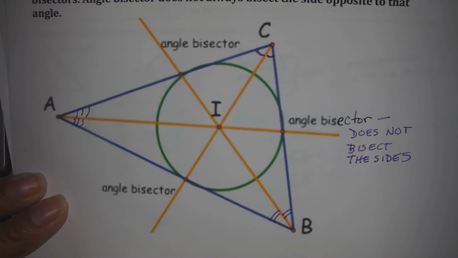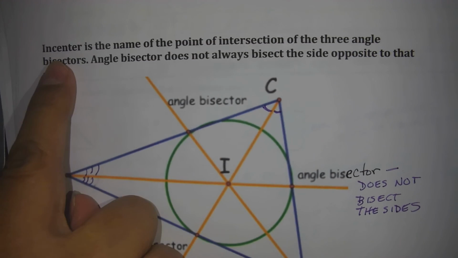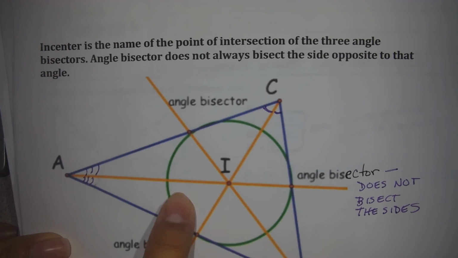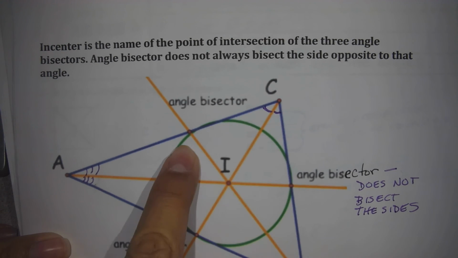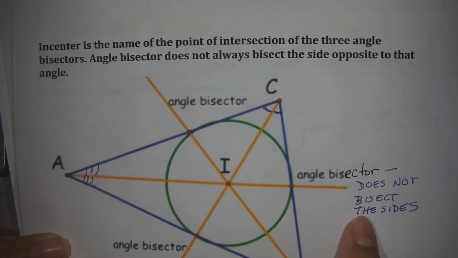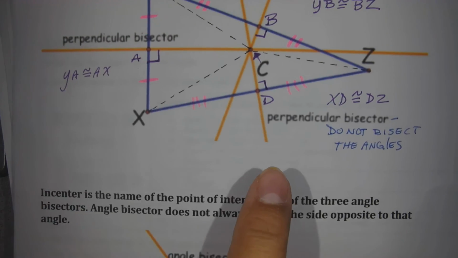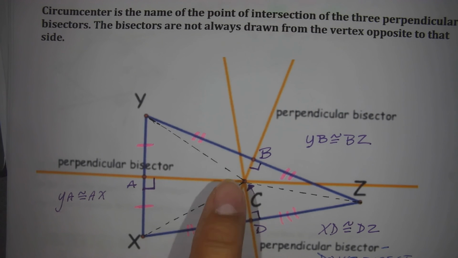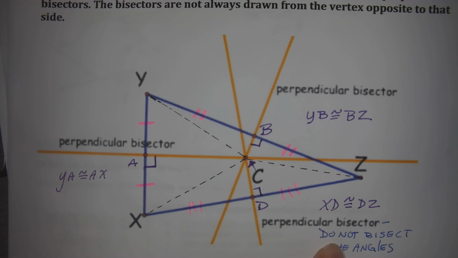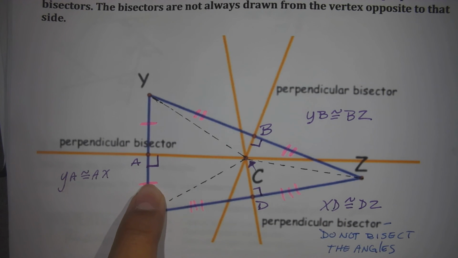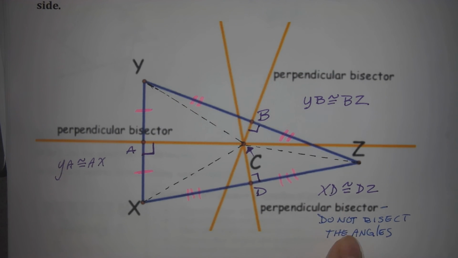And that is it. So we've done incenter. Again, you can draw the circle inside, you're not bisecting sides, you're only bisecting angles. And then for circumcenter, you're bisecting the sides. You are not bisecting the angles.